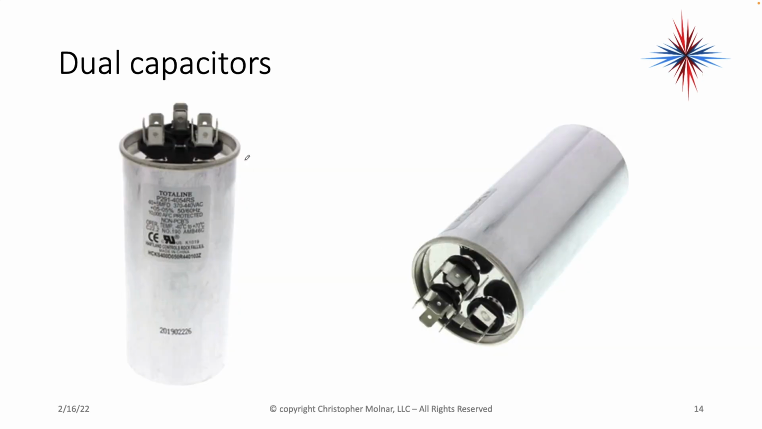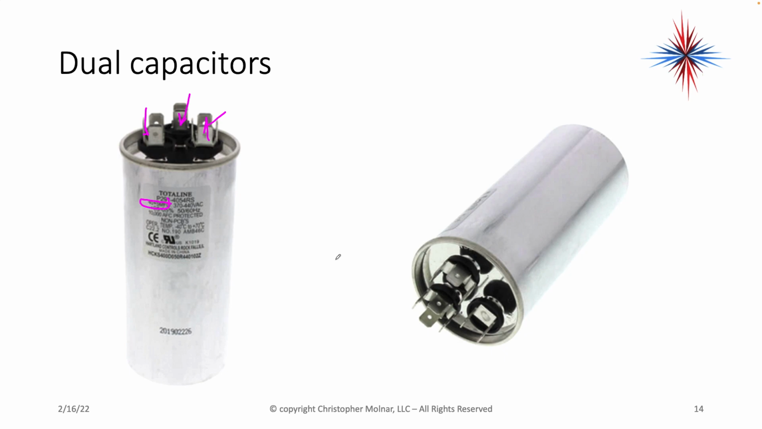These are examples of dual capacitors. Okay, again, we have three sets of terminals on the top. We might have our common, our compressor, and our fan. There's more than one pin on each set of terminals because, again, we can use these as junction points. And if you look here on the label real close, okay, it will say like 40 and 5. That tells you it's a 40/5, 40 on the compressor side, 5 on the fan side.